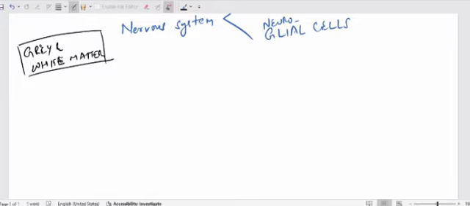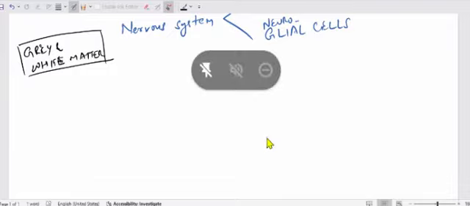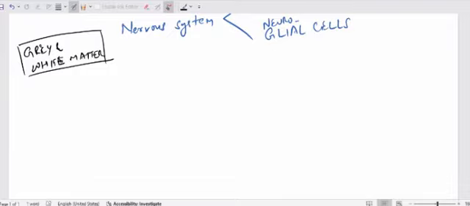Gray matter is formed by the nerve cells, like the cell body in the neuron. Cell body. Okay. And the white matter is formed by the fibers, and the white color is maybe due to the myelin sheath. White color, right? And is myelin a protein or a lipid? Not sure. Okay. Anyway, all these things we have to see.